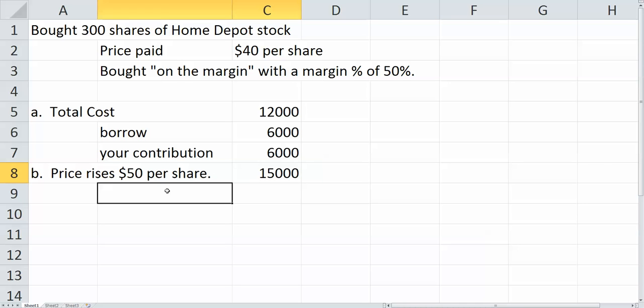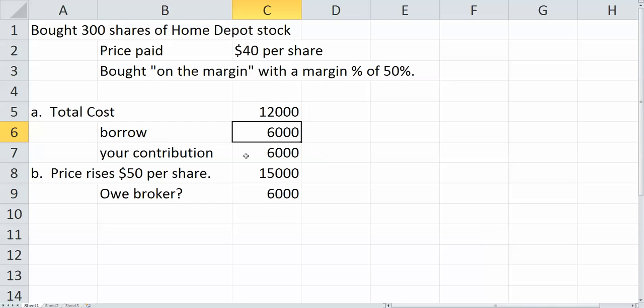They also ask for the loan amount, so basically how much do you owe your broker. Even though the price of the stock that you own has changed, the amount that you owe your broker has not. So you still owe your broker the original $6,000 that you borrowed as calculated in Part A.